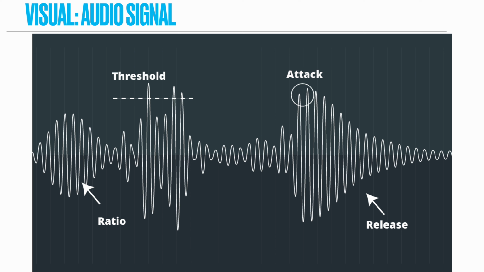So the threshold will determine where I'm going to start reducing this signal. The ratio, which is here, is going to determine how much is going to go down. The attack here is how fast that we're going to have the threshold activate. And the release is when the threshold will go back to its normal settings. In other words, that the compressor won't work.